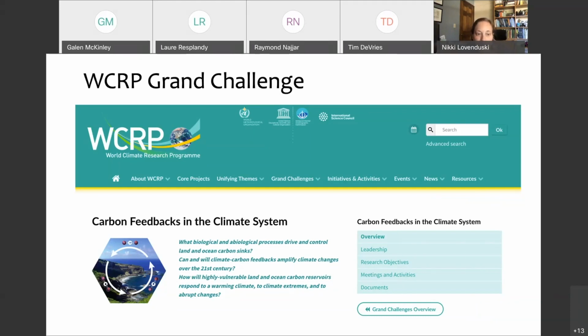Their main questions are listed on this slide. So they're interested in biological and abiological processes and how these drive and control land and ocean carbon sinks. They're very interested in carbon climate feedbacks and whether they will amplify over the 21st century. And then they're also interested in vulnerable land and ocean carbon reservoirs and how they might respond to warming climate and to extremes and to abrupt changes. Next slide, please.